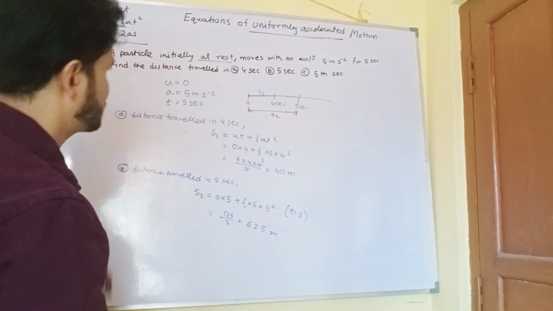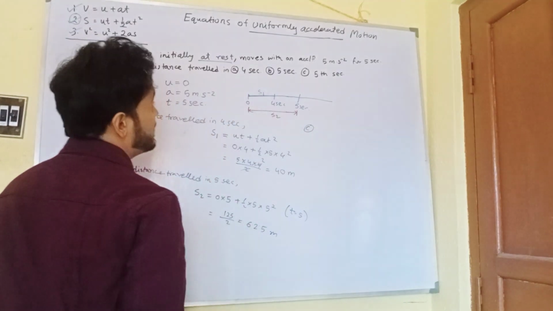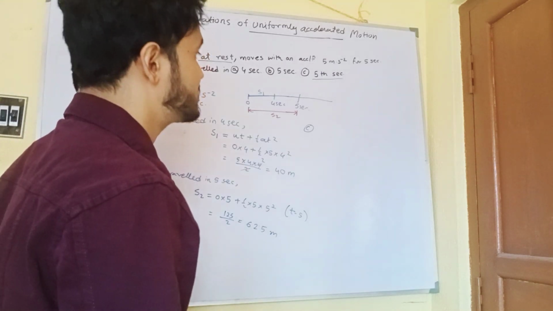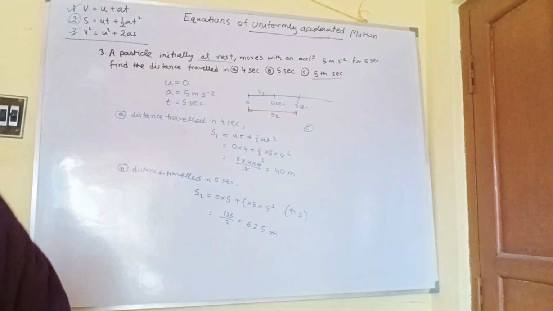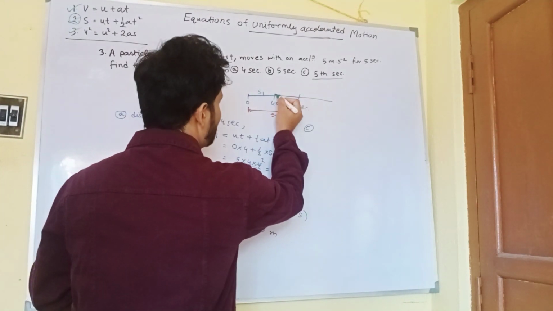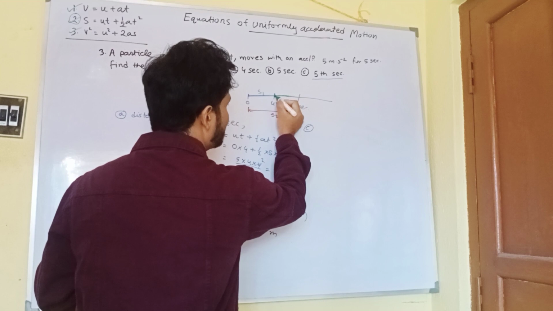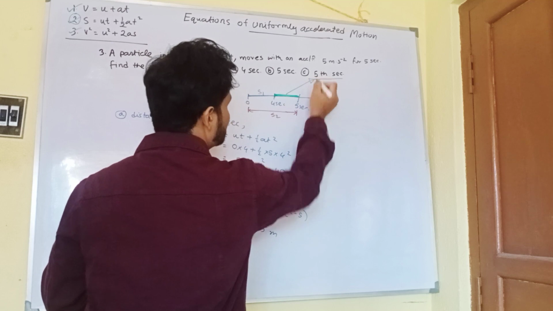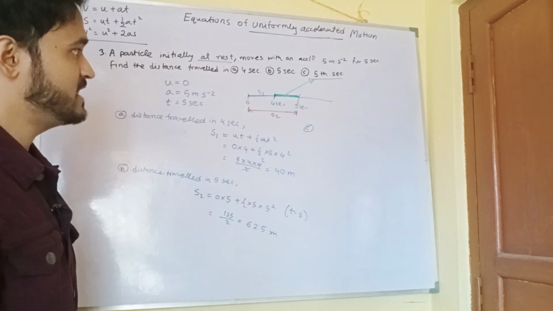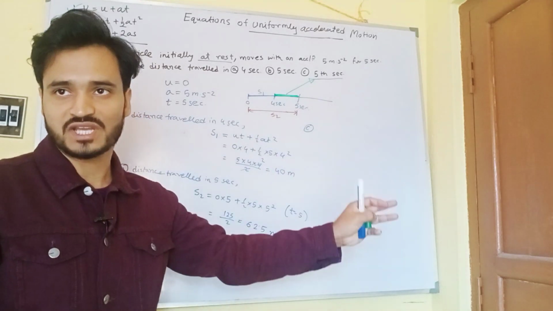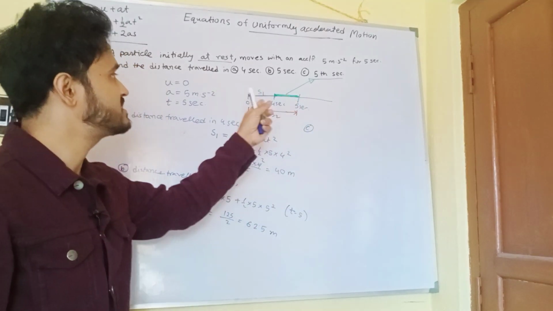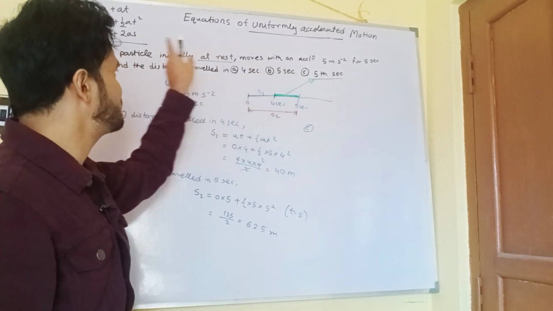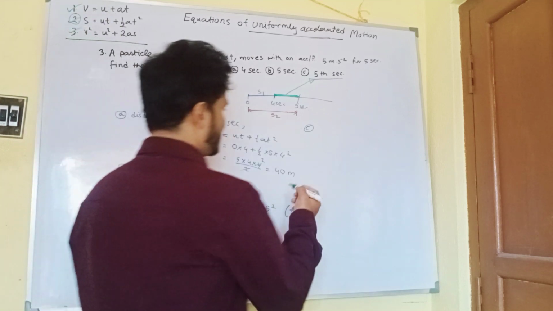So now in the third problem, in the fifth second, what is the distance traveled? Fifth second means from the 4th second to the 5th second. In this 1 second, what is the distance traveled by the particle? Because it is the 5th second. So in the 5th second, what is the distance traveled by the particle? We can calculate it in this way.